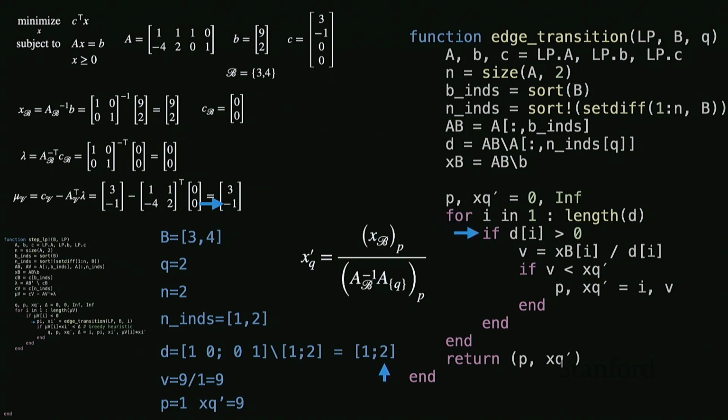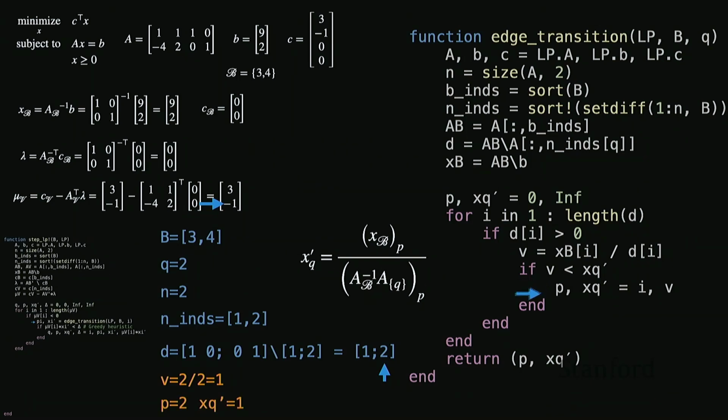We're checking now, is the second component, so 2 over here, of d, greater than 0? Yes, it is. Let's compute the value, which is the second component of x basis, which is 2, divided by the second component of d, which is also 2. So we get 1 for our value here. Is the value less than the best xq prime we've seen so far? Yes, it is. Remember, we're looking for the minimum ratio here. That's what we're doing inside this for loop.